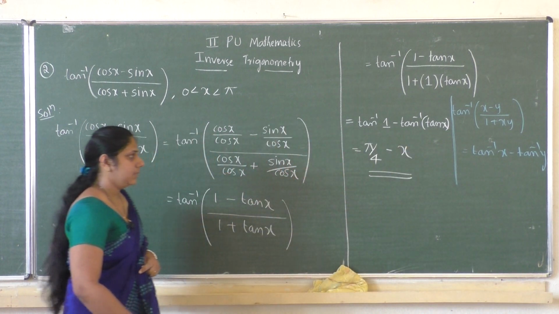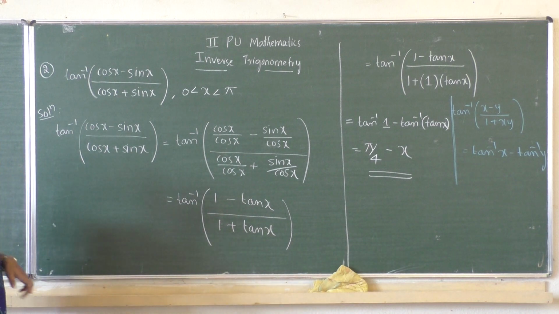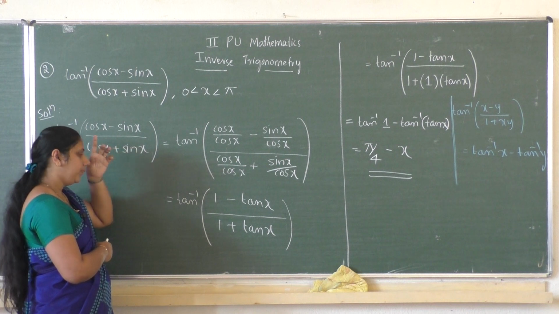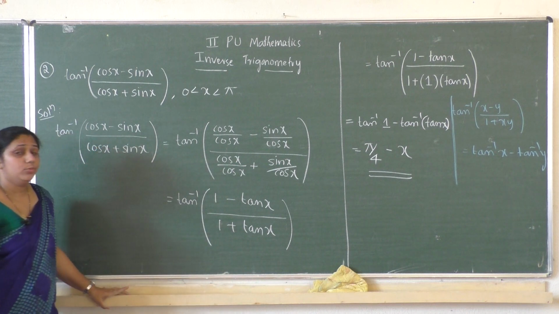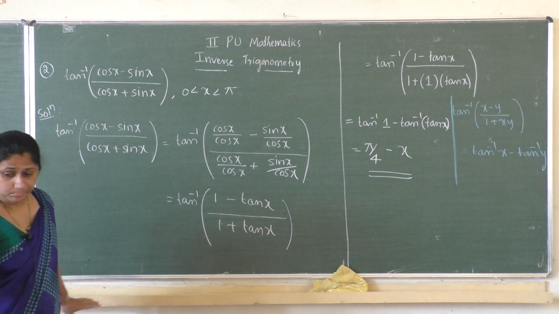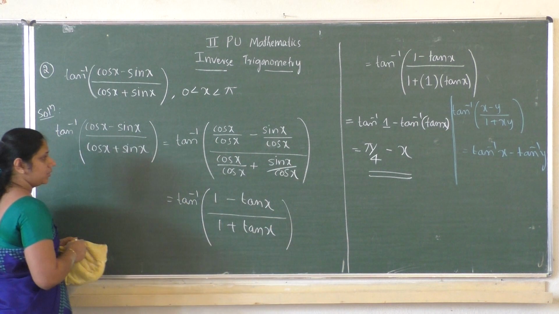So this is the simplified form of the given question, that is tan inverse of (cos x minus sin x) by (cos x plus sin x). Here, which step did we do? We have to divide both the numerator and denominator by cos x. Next question.